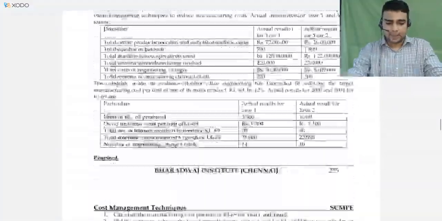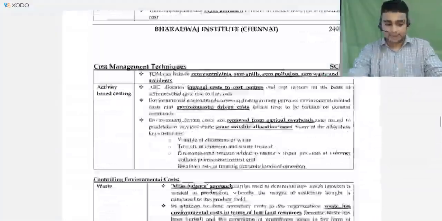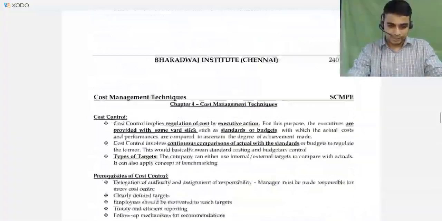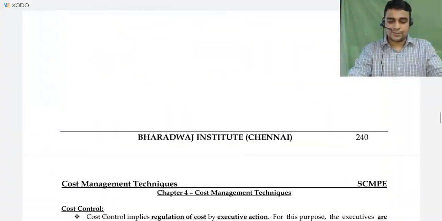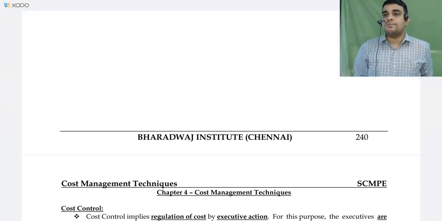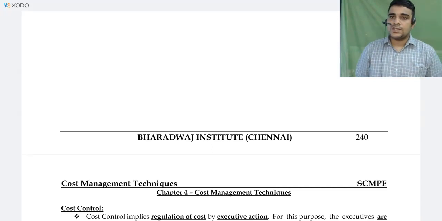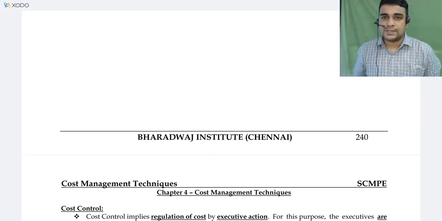So I'll now move to the last chapter for our discussion. Okay, first I'll set the context for this chapter, which is on cost management techniques. So we are going to start with an area called cost management techniques. You can open the book later on, just listen for some time.